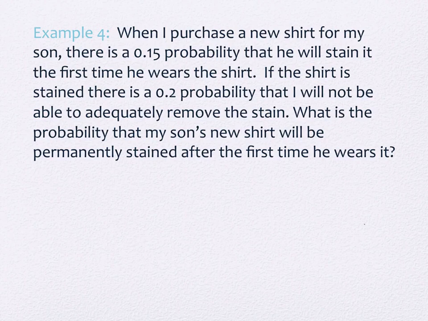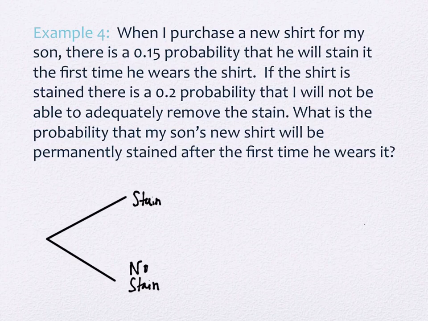Okay, so there's 2 different things that are happening. Can you tell me what one of the things is? Does he stain the shirt or not? Okay, this is one part of the experiment. There's either a stain or it's not stained. That's the first part of the experiment. What happens next? You either can get the stain out or you can't.